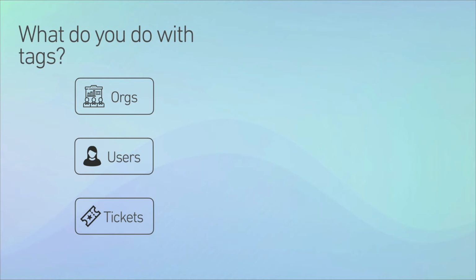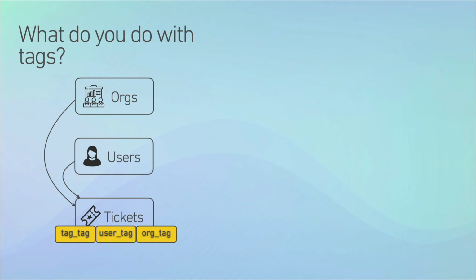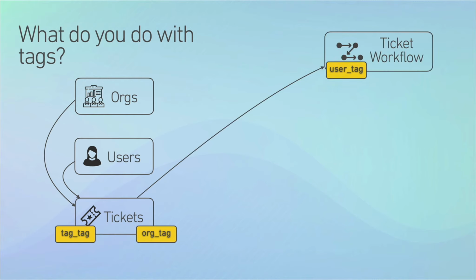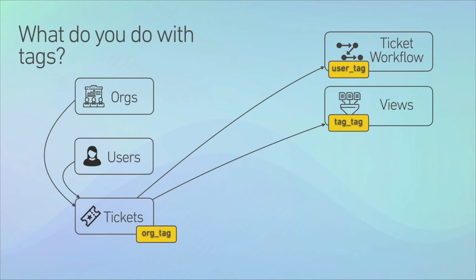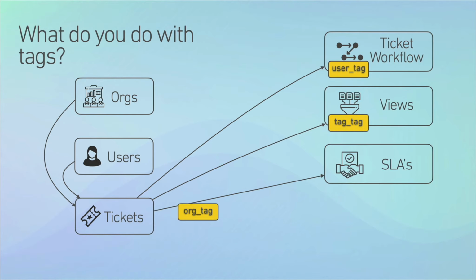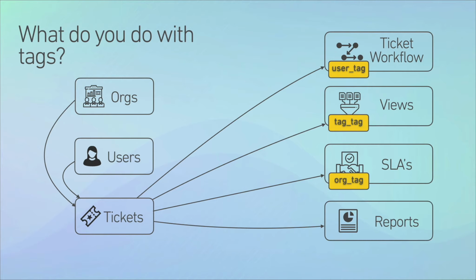Now let's talk about what you do with them once they're on there. So let's say we have a user who's part of an organization that submits a ticket. Tags from the user and organization will end up on the ticket too. And you might initiate a workflow based on one tag, have tickets show up in a view based on another, and enact an SLA with a third. And you could build reports with all three of them. Okay, so let's get a little bit more specific.